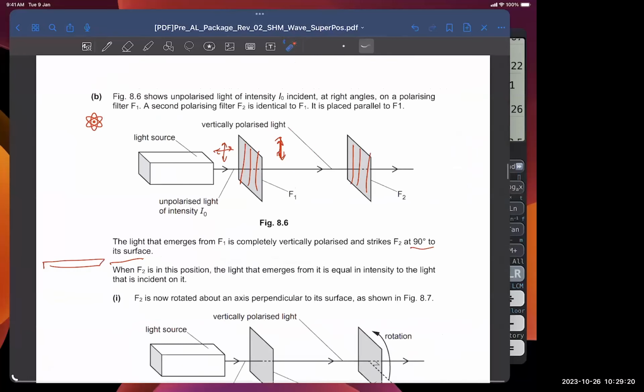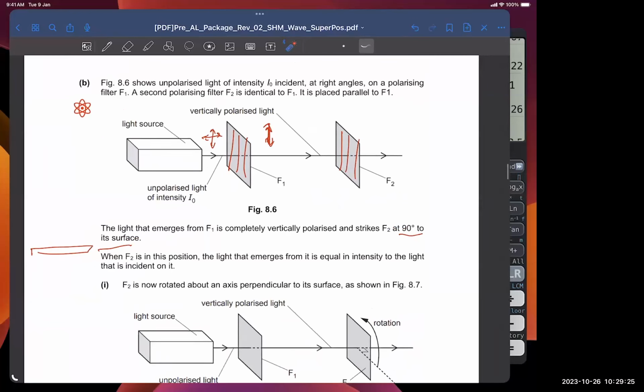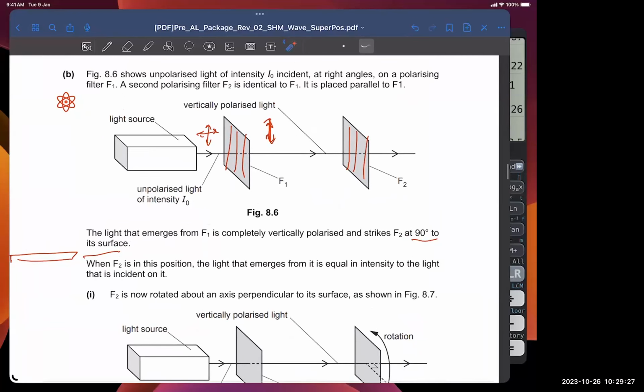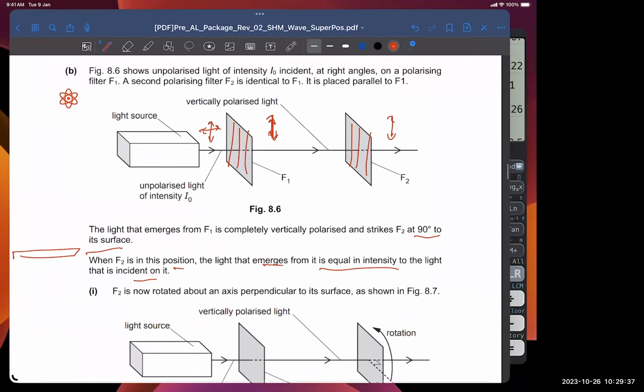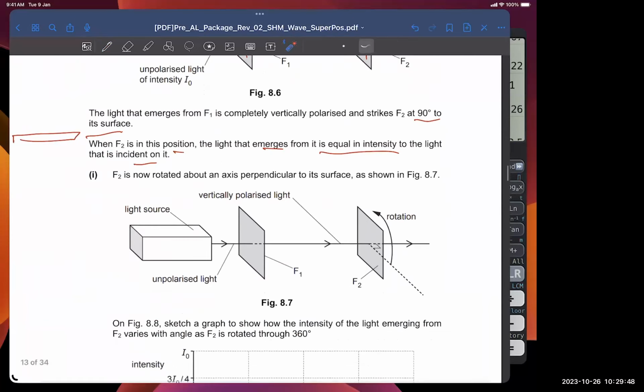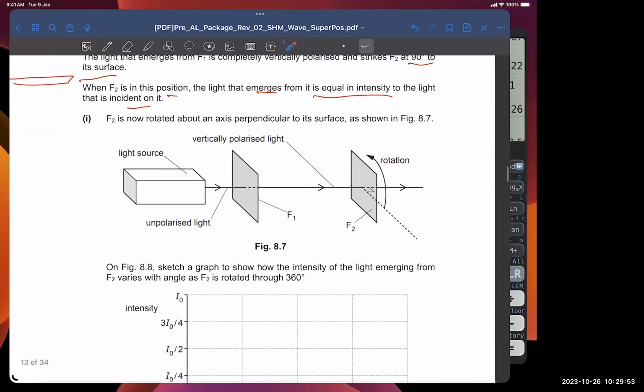So if I have them polarized, the intensity after F2 should still be the same. The light that emerges from F2 is the same as incident. Because they have the same polarization, the second polarizer F2 does not stop any of this wave. All right. So now I rotate to 90 degrees. Then once I rotate, of course I'll have variation.